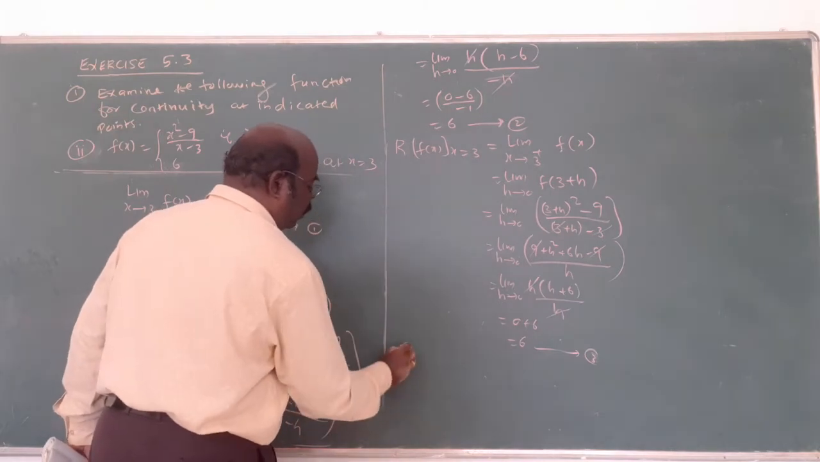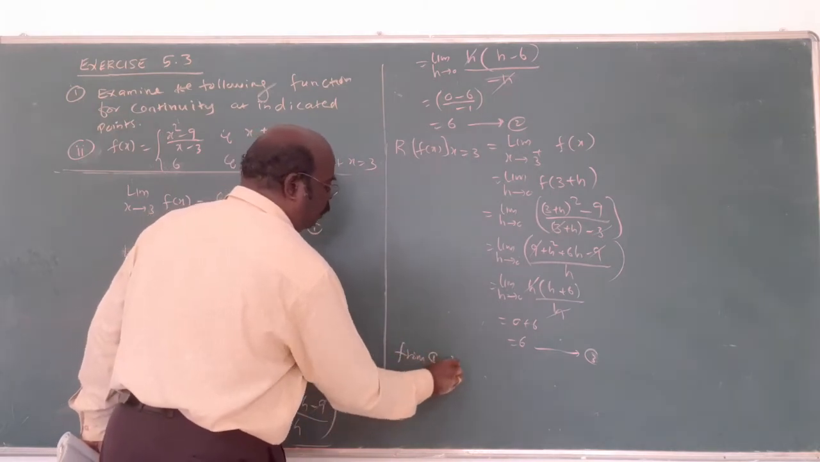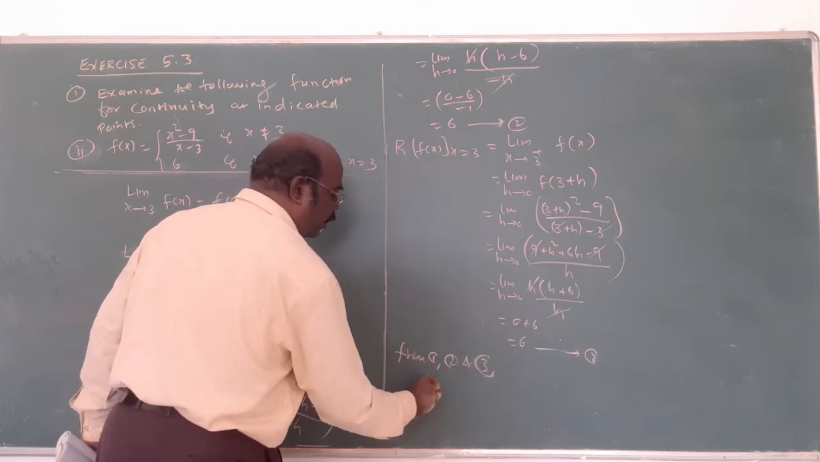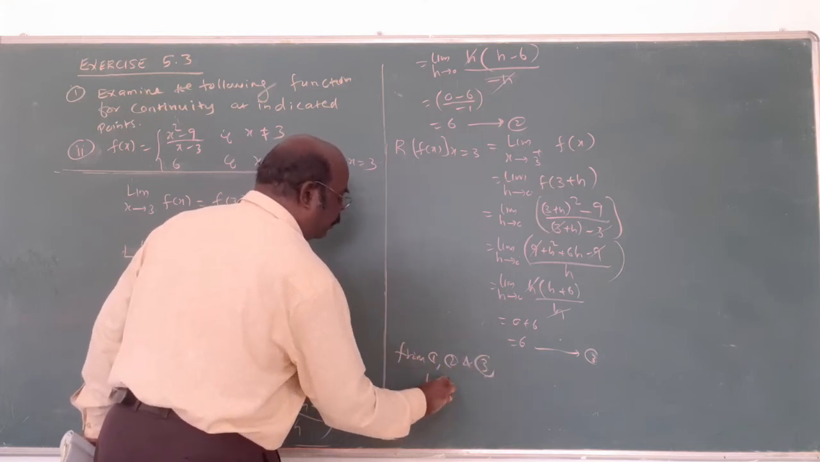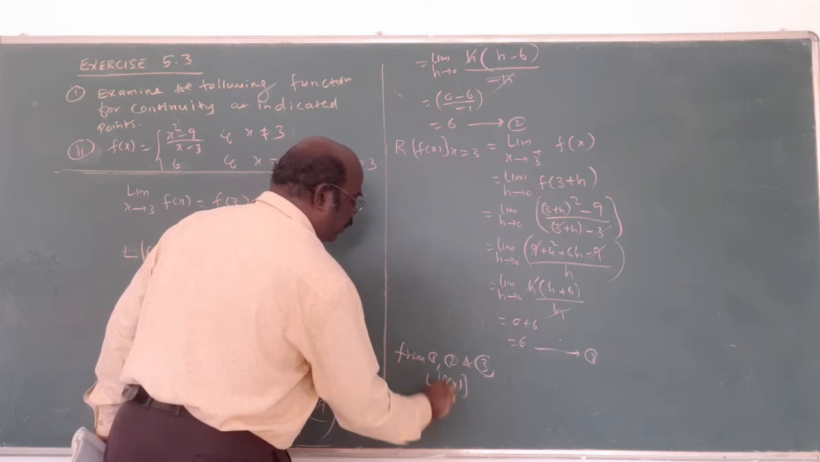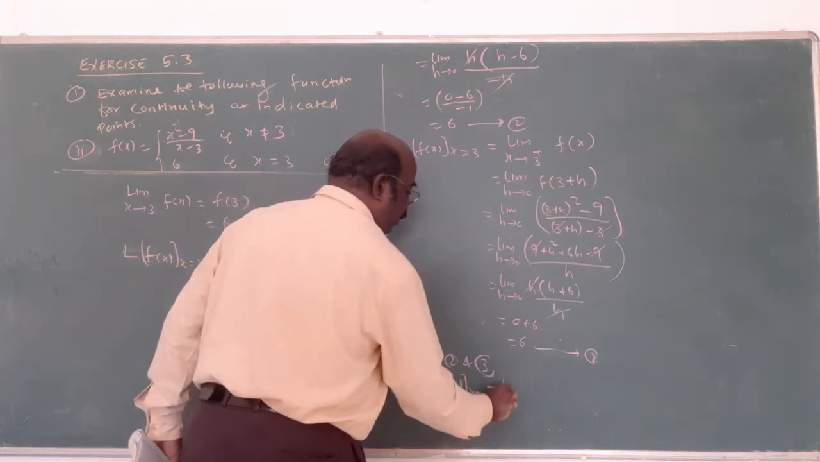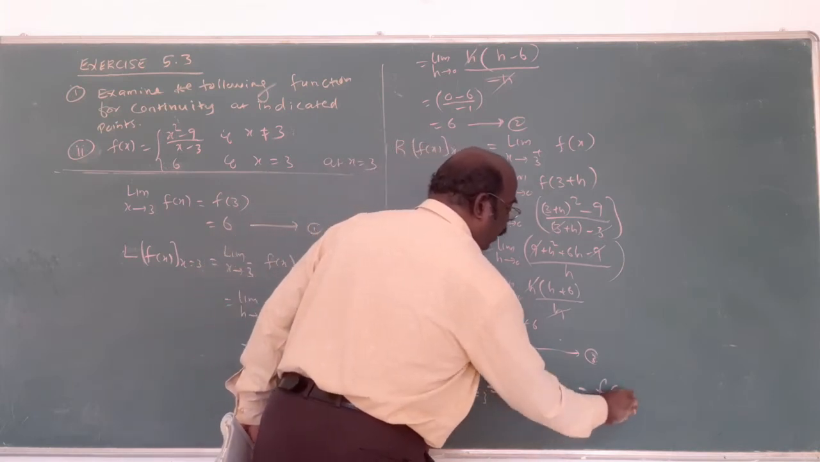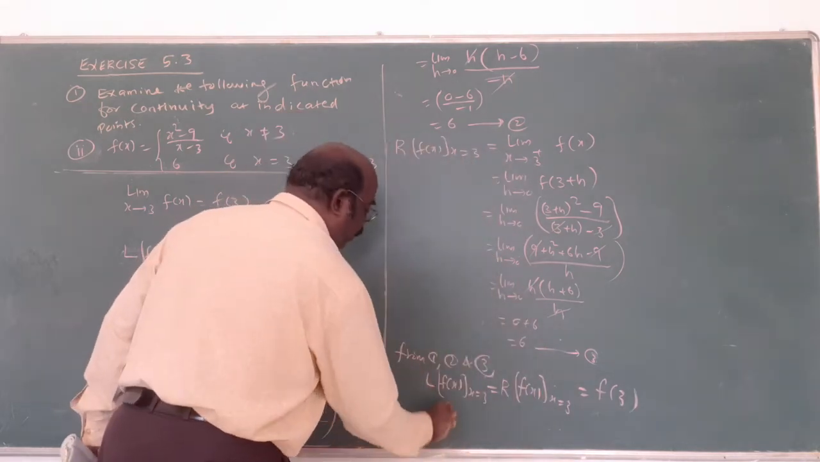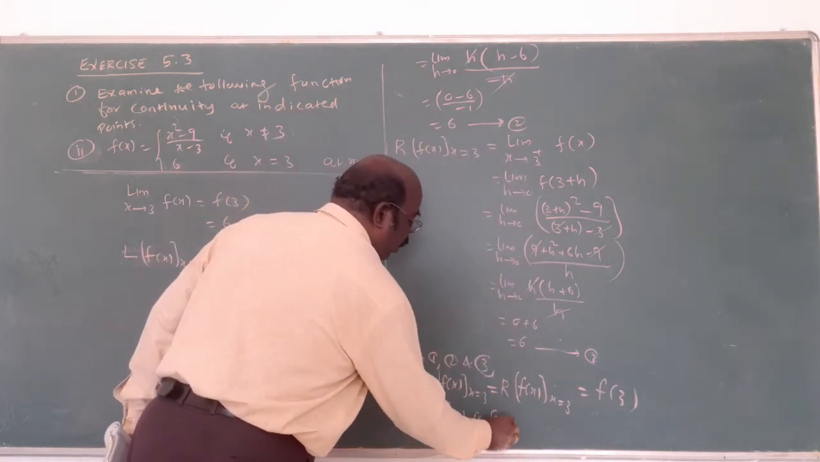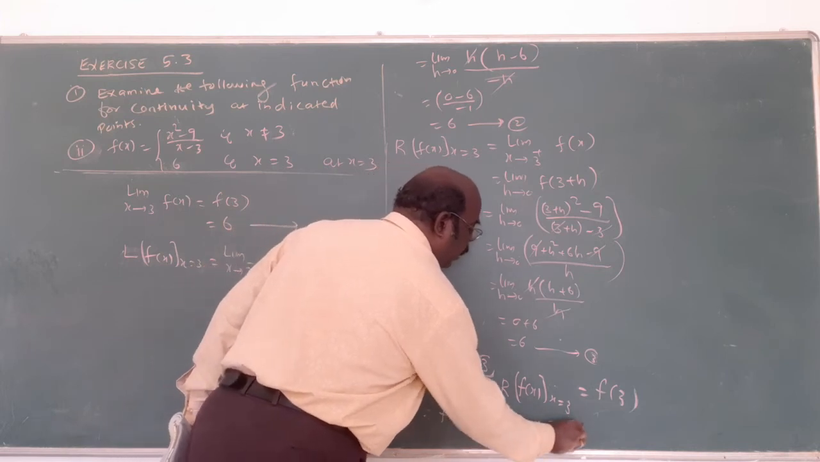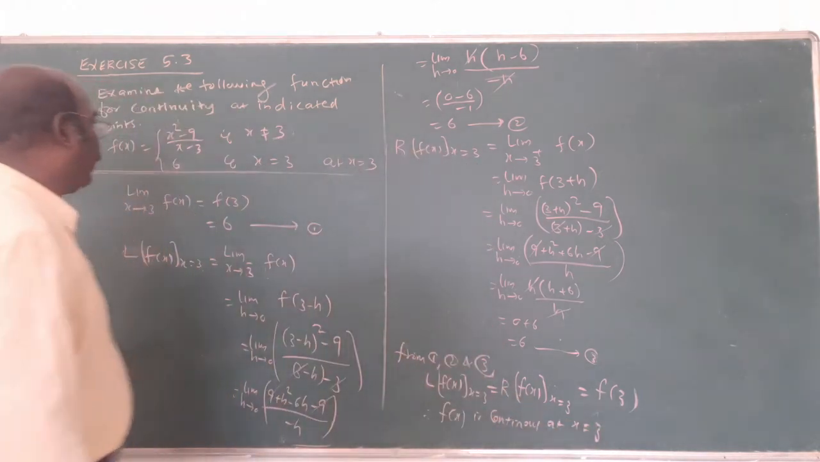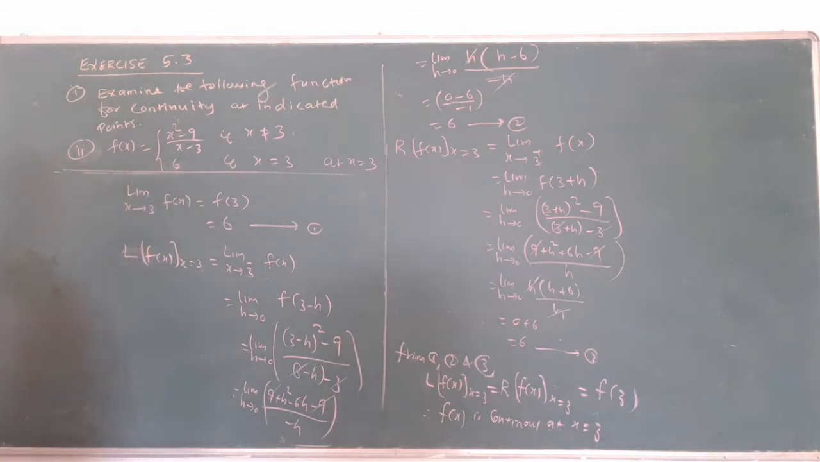Now from 1, 2 and 3, the left limit of f of x at x equal to 3 and the right limit of f of x at x equal to 3 equal f of 3. All three are equal. Therefore f of x is continuous at x equal to 3. This is the answer. In a 5 mark question, you will find these 3 steps. If all 3 steps are equal, it is continuous. Otherwise not continuous.